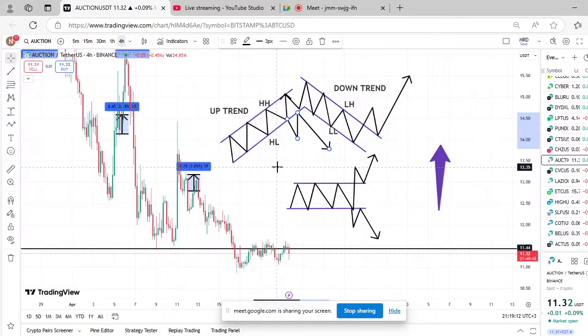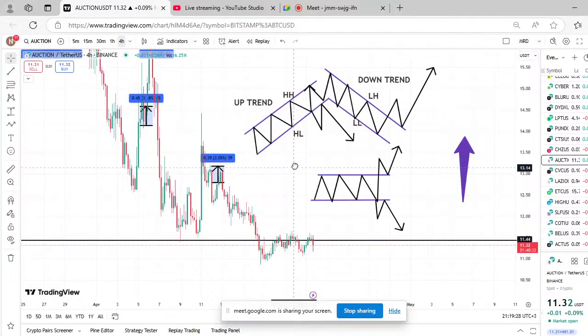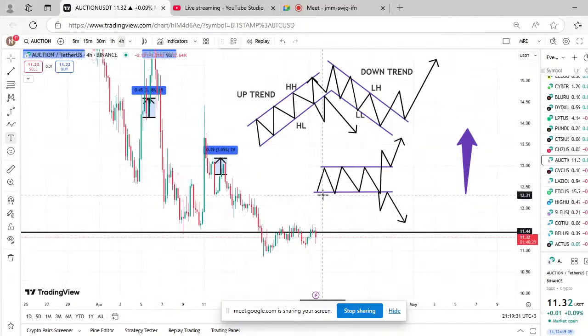So just to know, when we are in an uptrend, the breakout will be a downtrend movement. When we are in a downtrend, the breakout will result in an uptrend. Just mark that. Hope I'm clear on that. This is the ranging, or you can call it sideways.